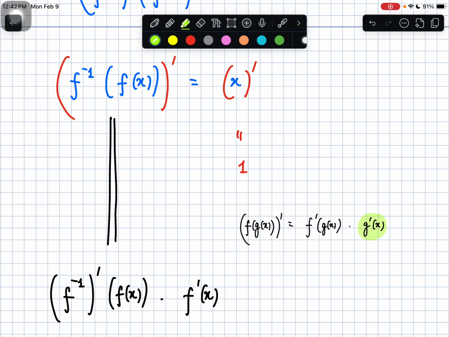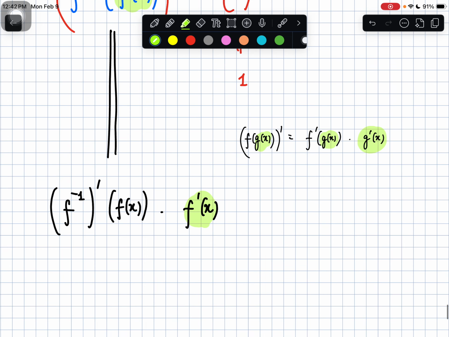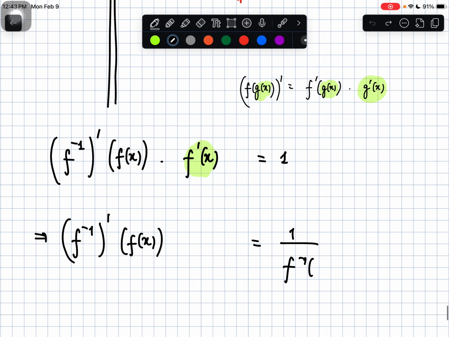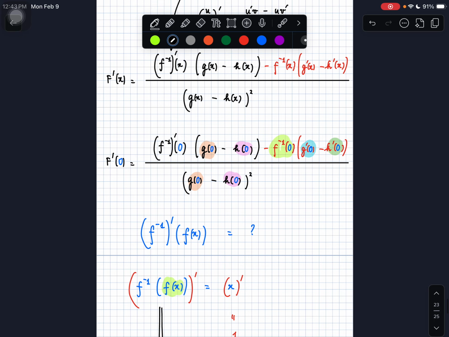So we use this here: f inverse prime of f of x times f prime of x. So f of x here plays the role of g here, and f inverse plays the role of f here. So this one equal to 1. F inverse prime of f of x is 1 over f prime of f inverse of f of x, or 1 over f prime of x. Now we use this.